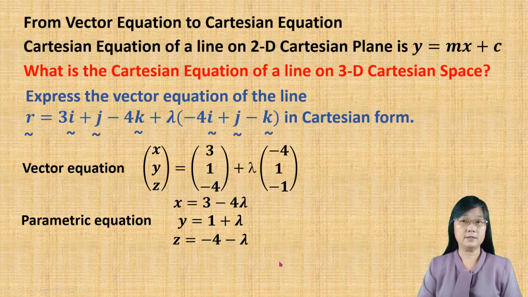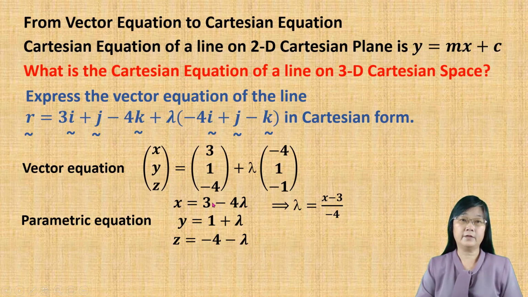Now, to get the Cartesian form of the equation, we need to rearrange each of the equations here such that lambda becomes the subject. So when we want lambda to become the subject, first we shift the constant to the left hand side, becomes x minus 3.